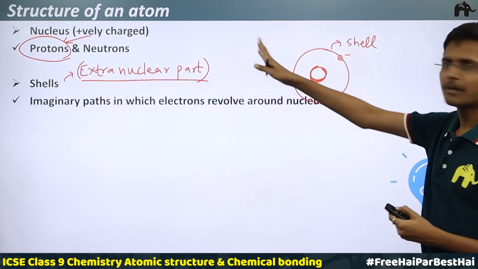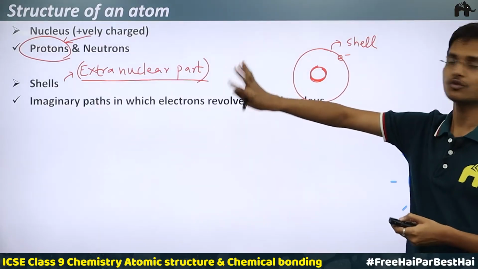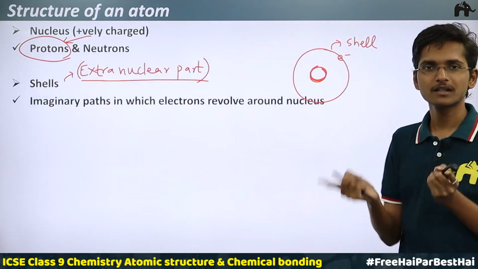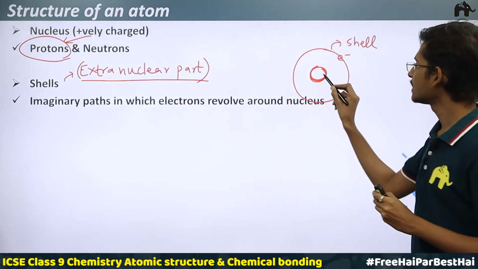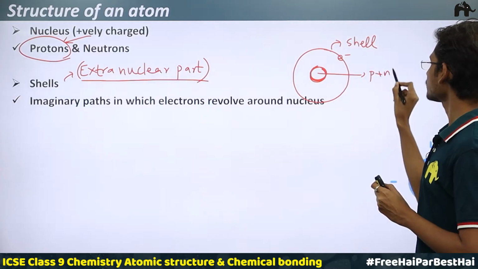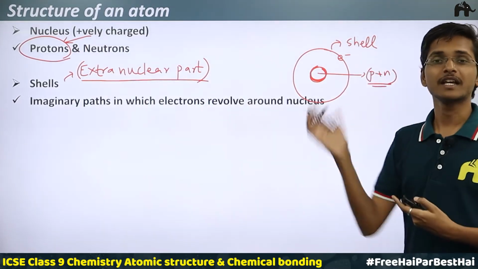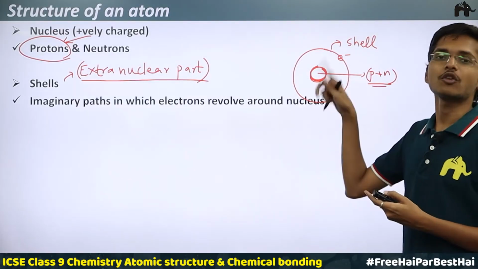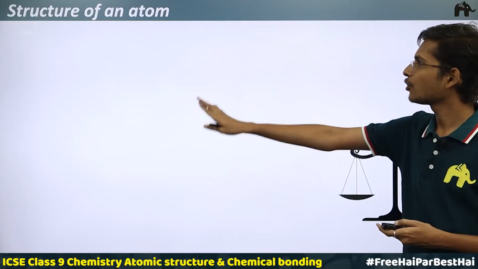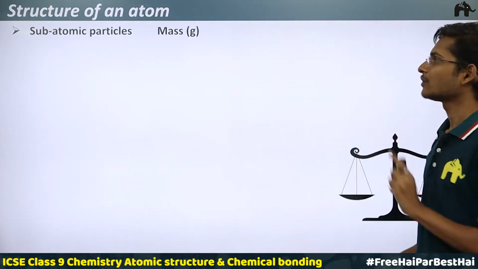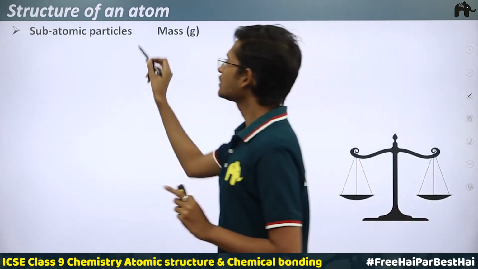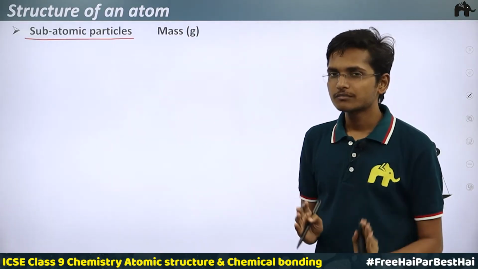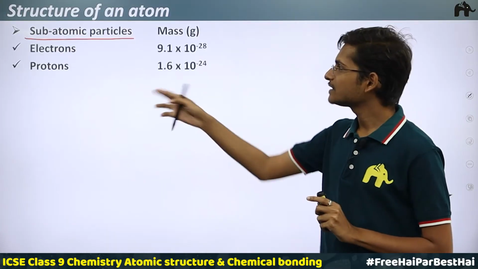So this was the basic part about the structure of atom. We should know that our atom is having two structural parts. One is the central part, which is the nucleus, having protons and neutrons residing in it. And the other part is the extranuclear part, which are the imaginary paths in which the electrons revolve around the nucleus, which are called shells. Okay, clear? Now, an interesting thing about the subatomic particles, which are electrons, protons and neutrons, is their mass.